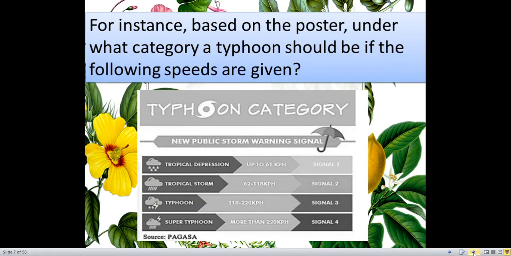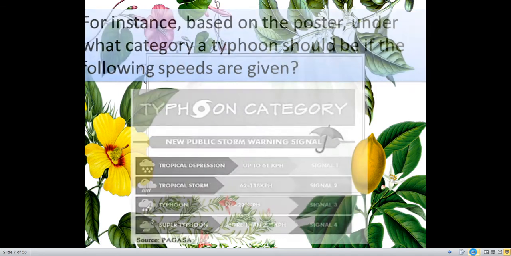So another one, for instance, we have here a poster. Under what category should a typhoon be if the following speeds are given? The source is from Pag-asa. The typhoon category will be like this. If it is a tropical depression, it should be up to 61 km per hour. If it is a tropical storm, that is 62 to 118 kilometers per hour. For the typhoon, we have 118 to 220 kilometers per hour, and for super typhoon, that is more than 220 kilometers per hour. We have here 3, namely typhoon and or tropical storm signal.